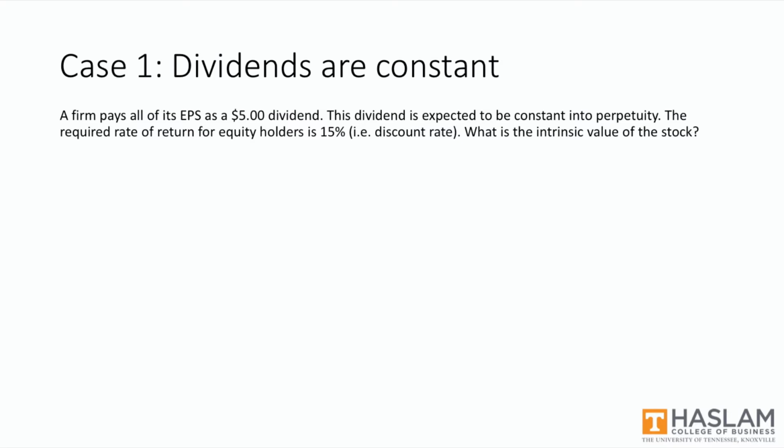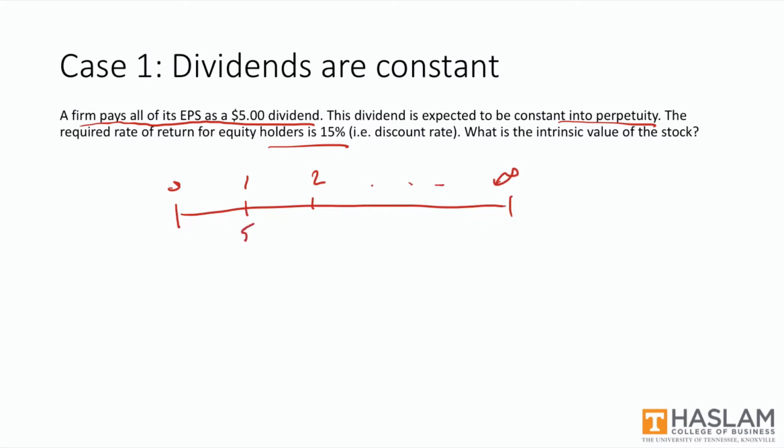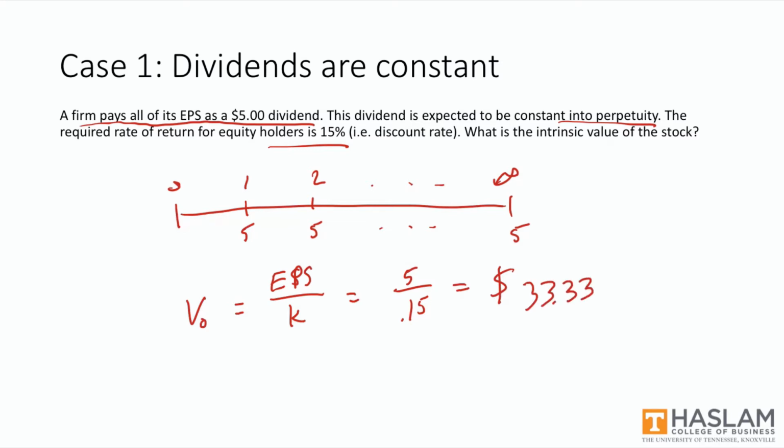Here's an example. Firm pays out all of its earnings as a dividend, so we know that's going to be a perpetuity. We have a discount rate. We should be able to solve for the intrinsic value. So the timeline looks like this. The value is EPS divided by K, which is 5 divided by 15%, or $33.33.